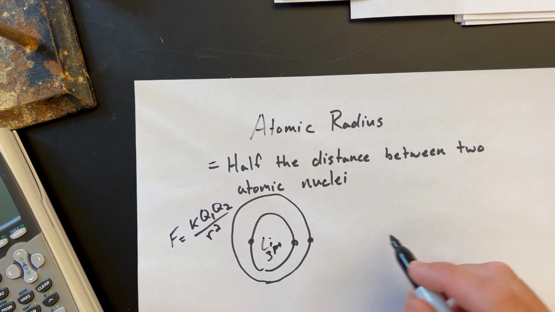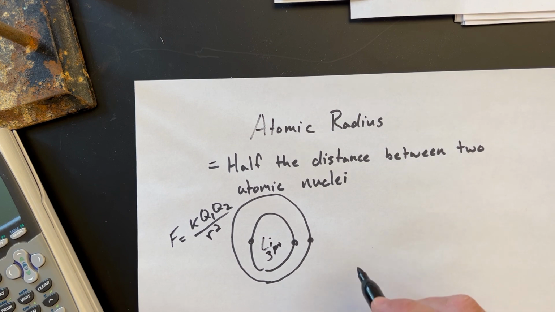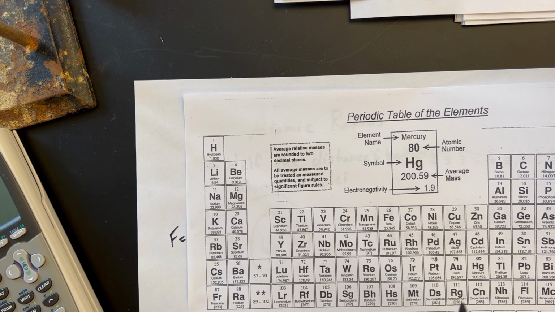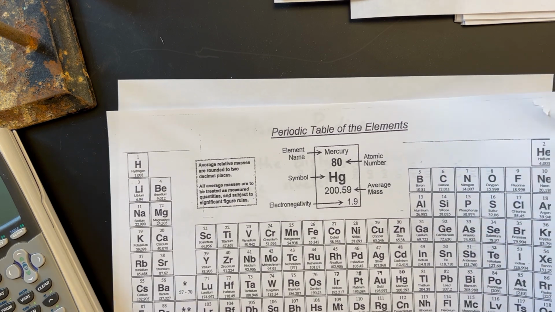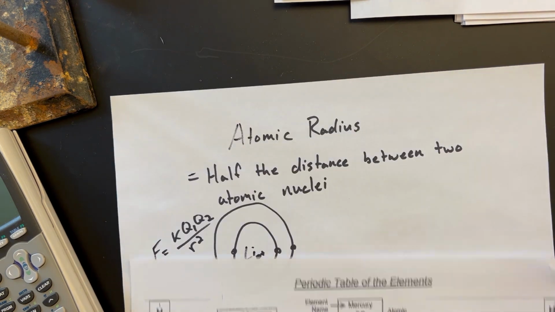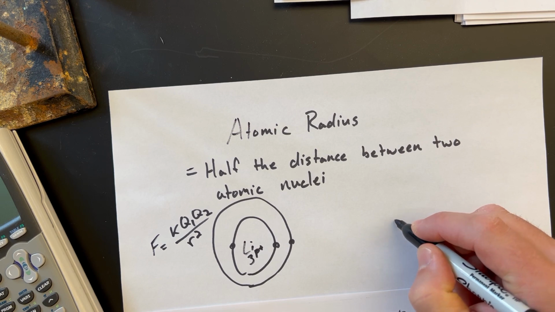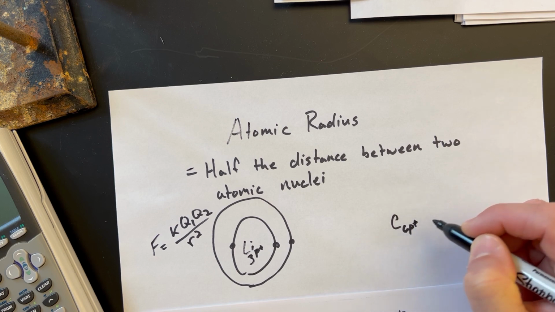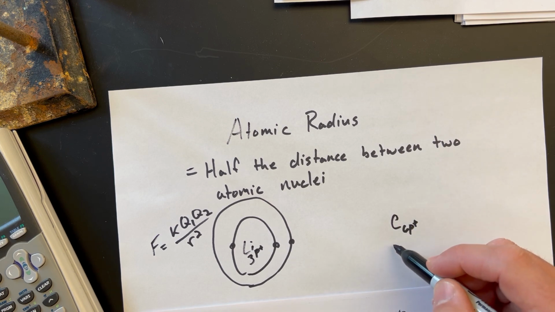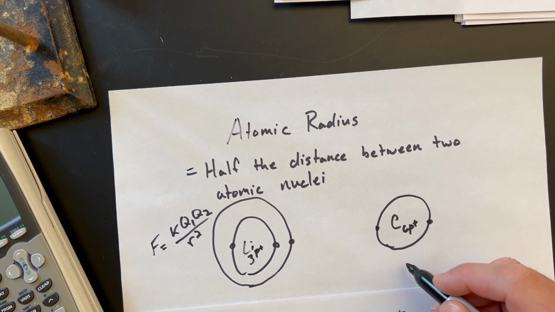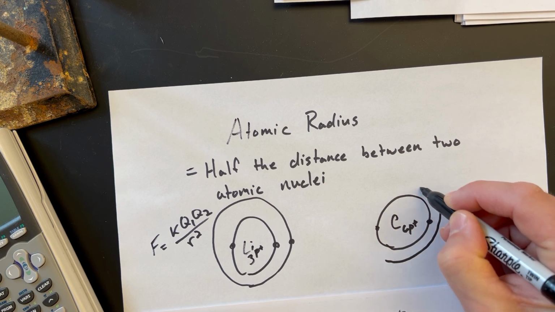and that affects the radius of our atom. If we look at another atom in the same period, and a period is a row on the periodic table, let's just say we choose carbon. Carbon has 6 protons in its nucleus, and a neutral carbon atom would have 6 electrons. So we put 2 electrons in the first shell, and then carbon would have 4 electrons in the second shell.